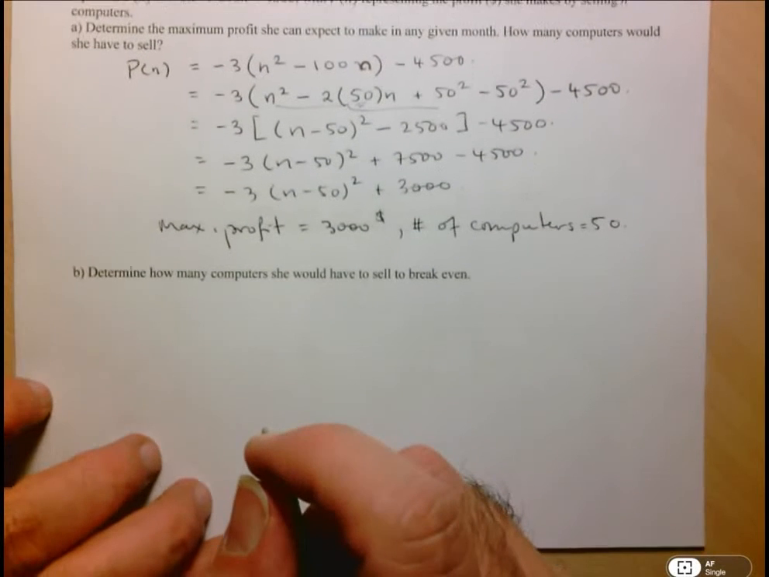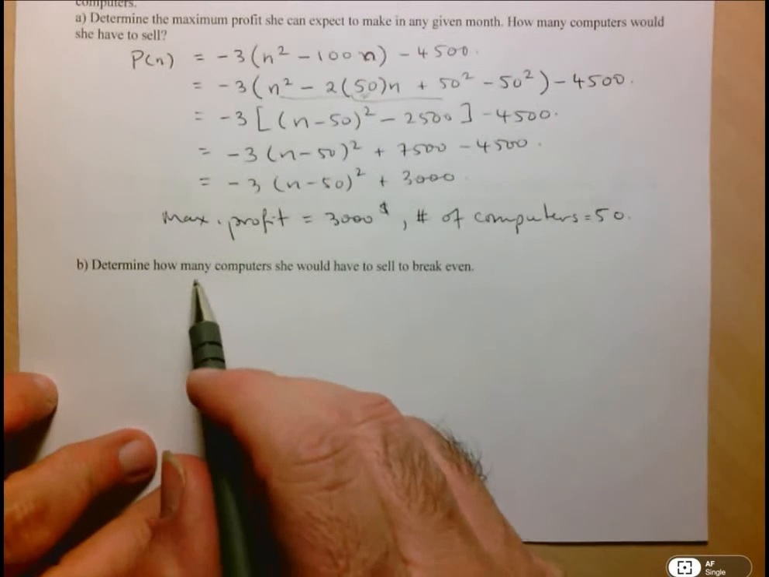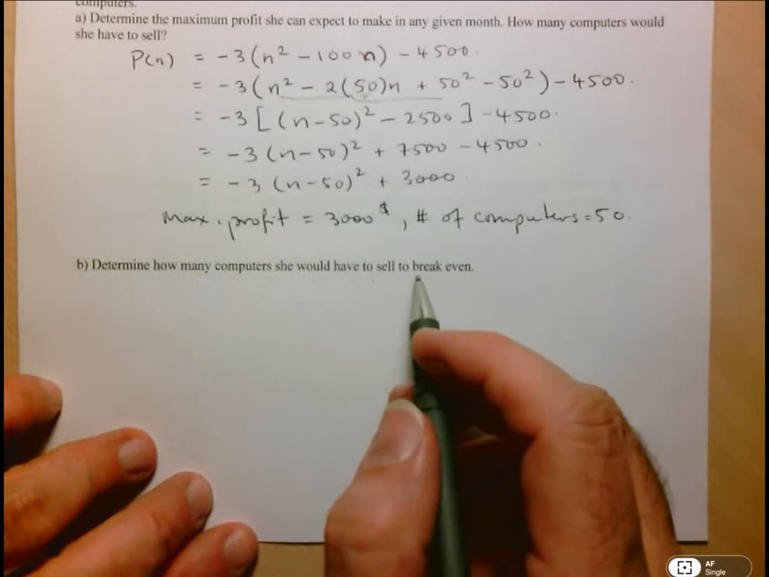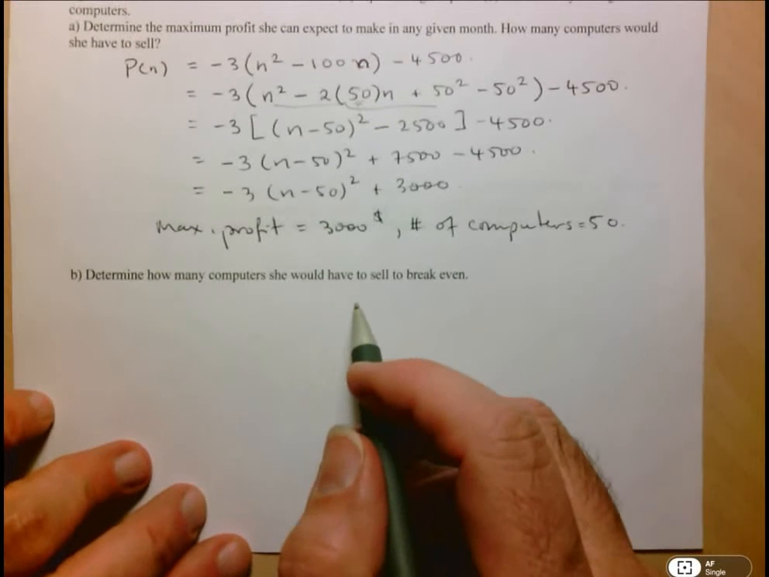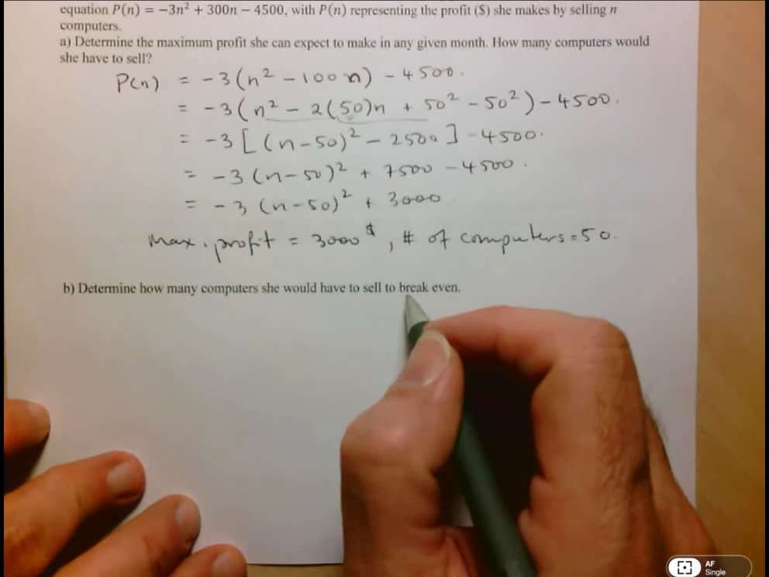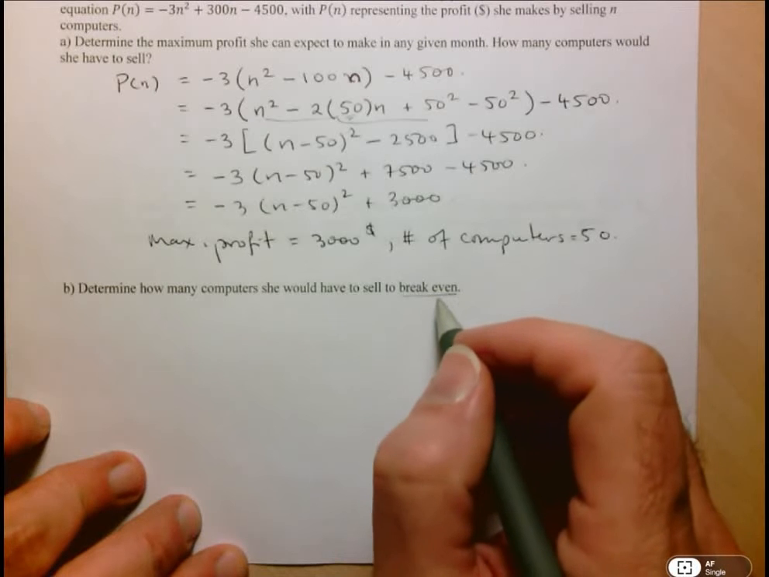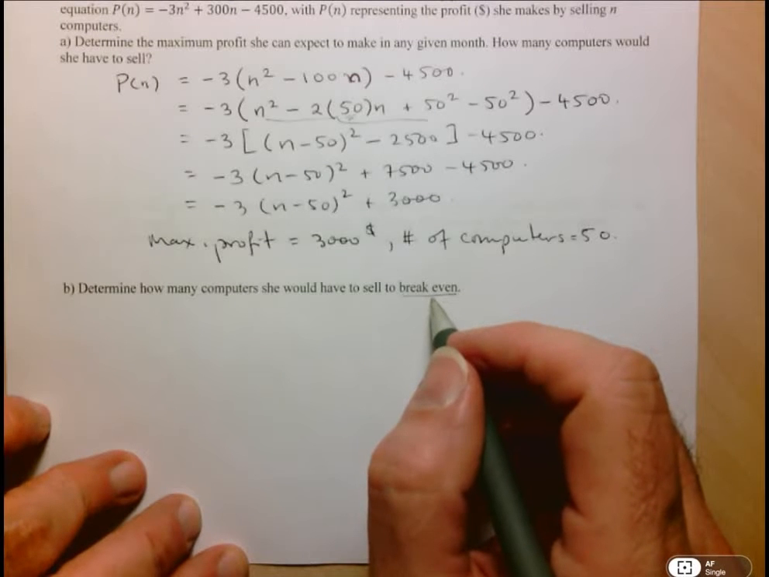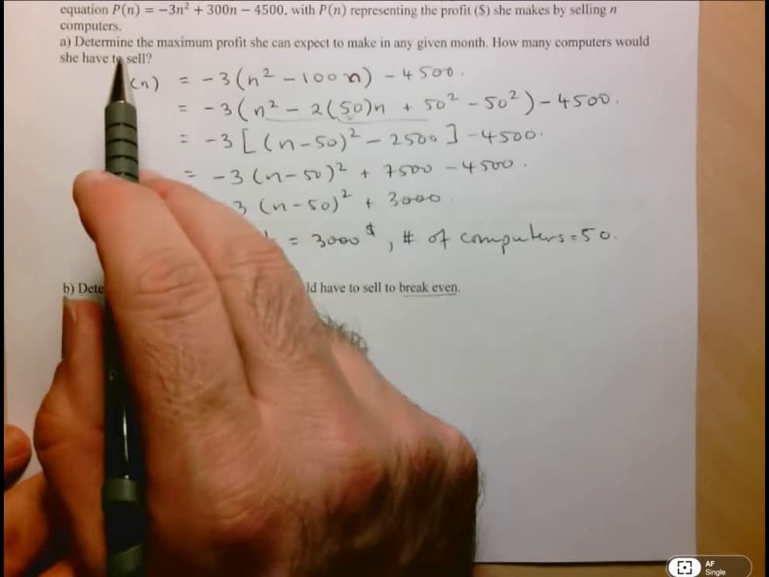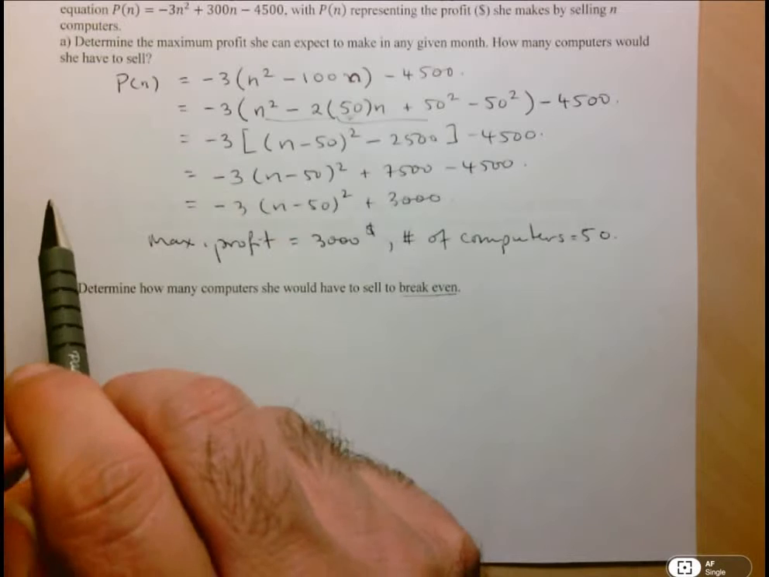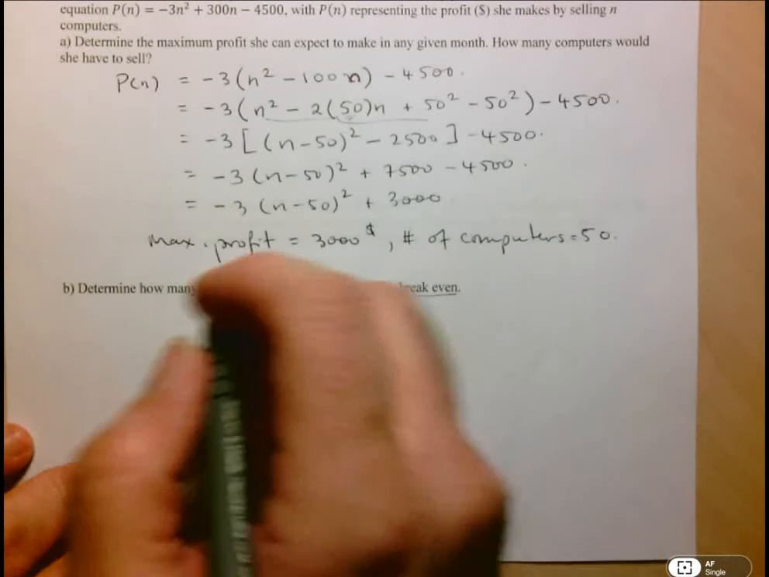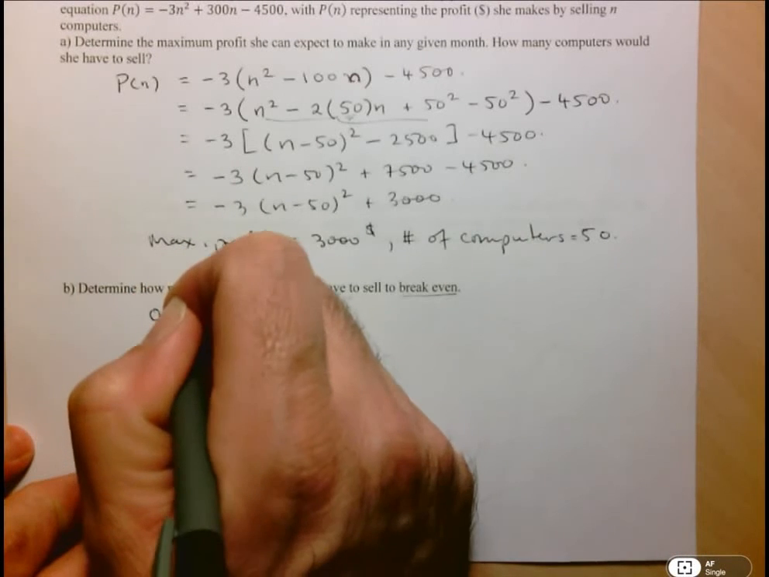Now let's take a look at part B. It says determine how many computers she would have to sell to break even. First of all, just a reminder as to what this term break even means. This means you're neither making money nor losing money. So in other words, your profit is going to be equal to 0. So I need to set my profit to 0.